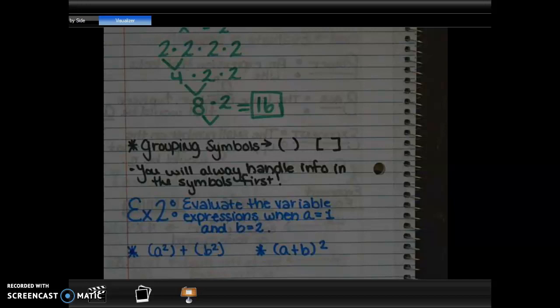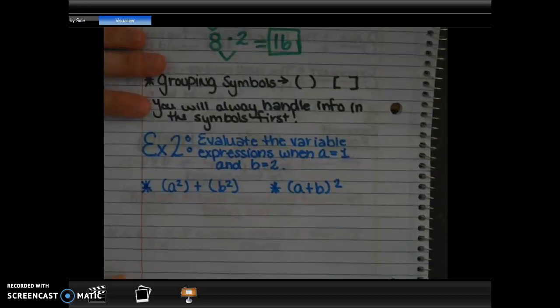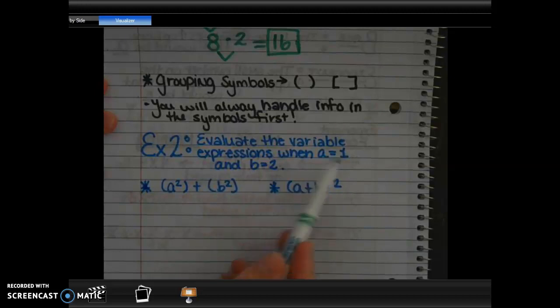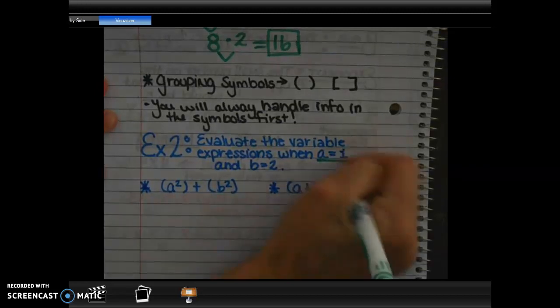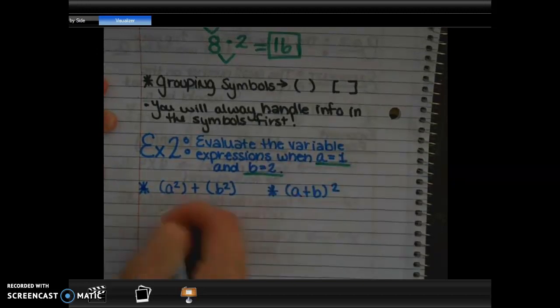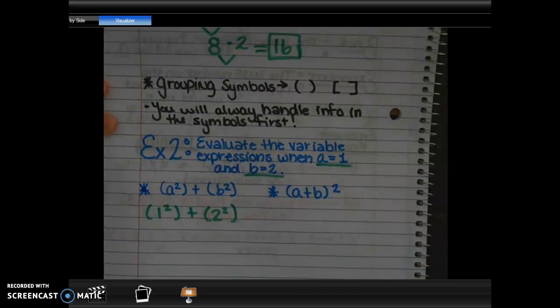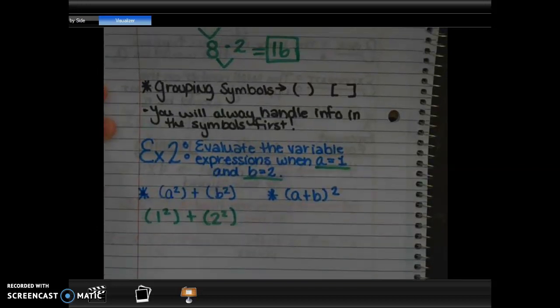So let's evaluate some addition expressions with different types of grouping symbols. So we're going to evaluate our variables of the expressions below when a equals 1 and b equals 2. All right, so we're going to substitute these in. So we have 1 squared plus 2 squared. Now, because those are in parentheses, we have to do them first.